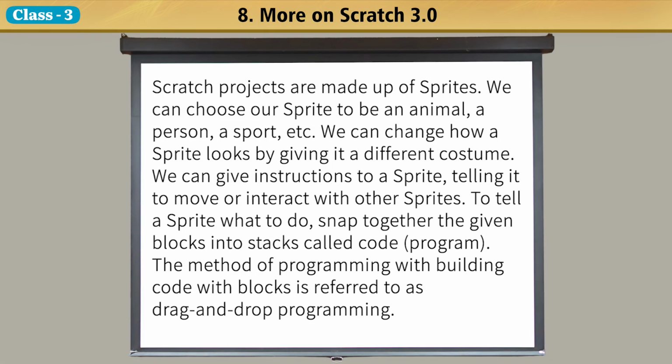Scratch projects are made up of sprites. We can choose a sprite to be an animal, a person, a sport, etc. We can change how a sprite looks by giving it a different costume. We can give instructions to a sprite, telling it to move or interact with other sprites. To tell a sprite what to do, snap together the given blocks into stacks called code, or a program. The method of programming by building code with blocks is referred to as drag-and-drop programming.